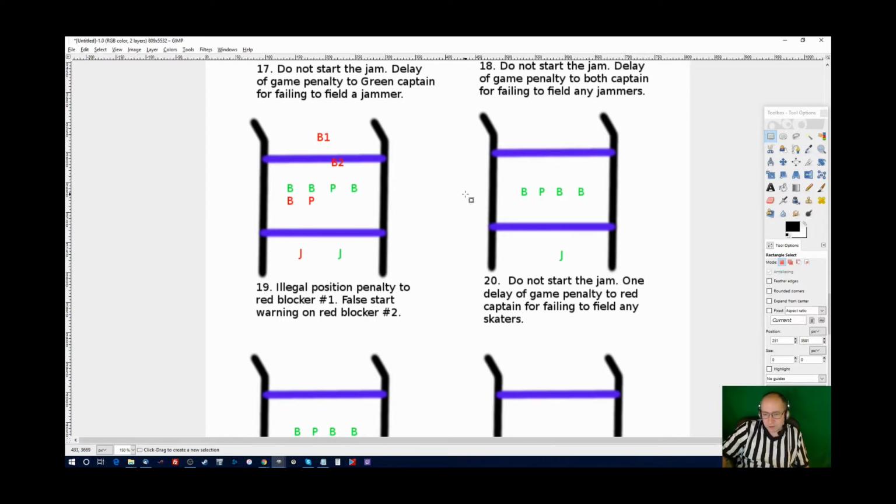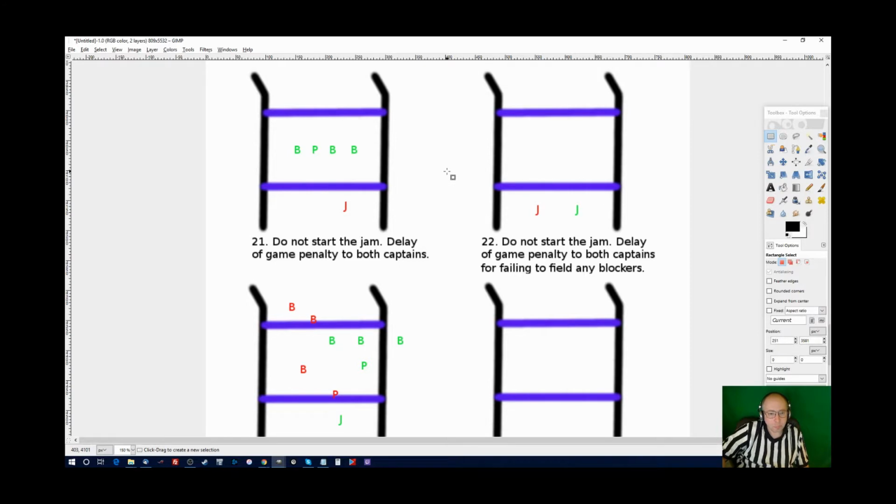Number 20. Do not start the jam. 1 delay of game penalty to red captain for failing to field any skaters. Now, technically, you're talking 2 different penalties. 1 for not fielding any blockers, 1 for not fielding a jammer. We're not going to issue 2 penalties because the game was delayed only once by this action. So it's like hitting somebody in the back with your forearm and they fall over. It's 1 action, even though there are 2 infractions going on. So because it's 1 action, only 1 penalty. Same thing here in number 20.